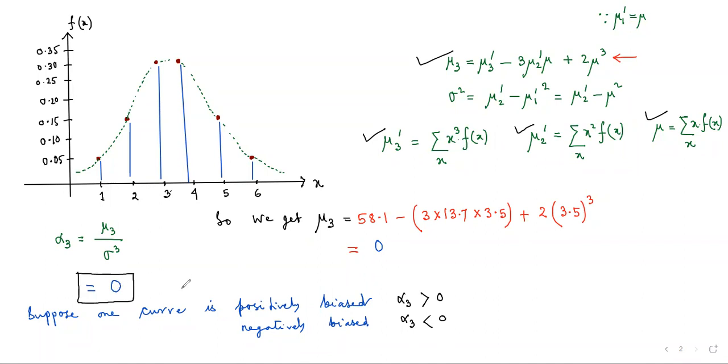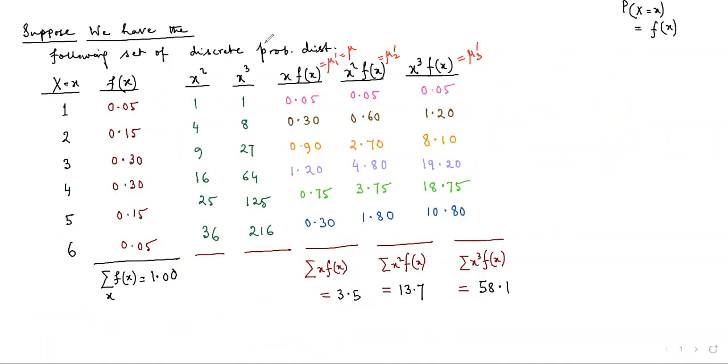It happens when the curve is symmetric. For all symmetric curves, we are always going to get a zero value. If the curve is not symmetric, you are going to get a positive or negative value accordingly, as it is positively biased or negatively biased. So this is how we calculate the skewness of the curve.